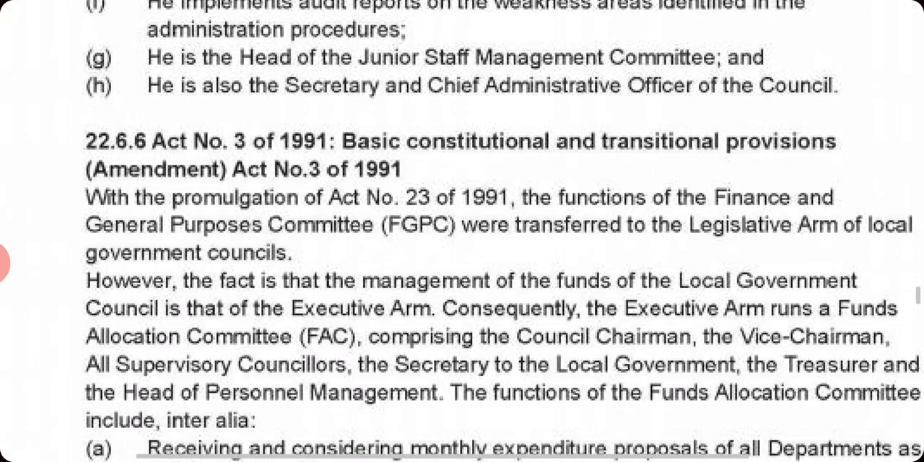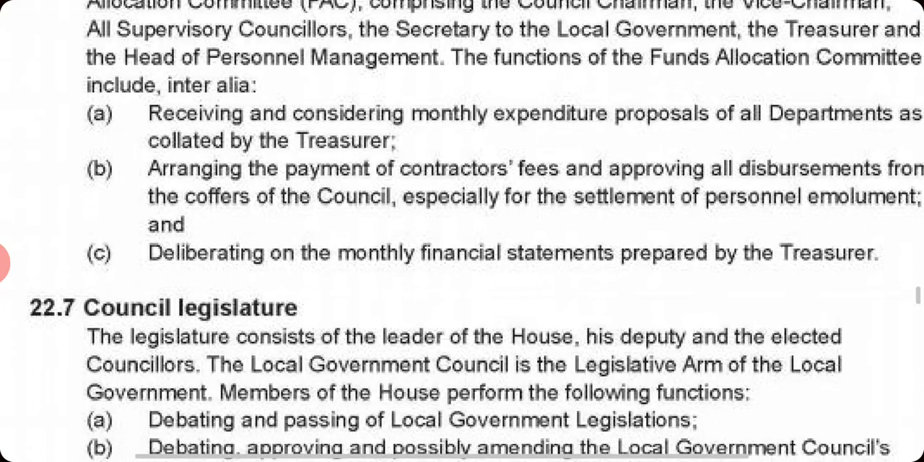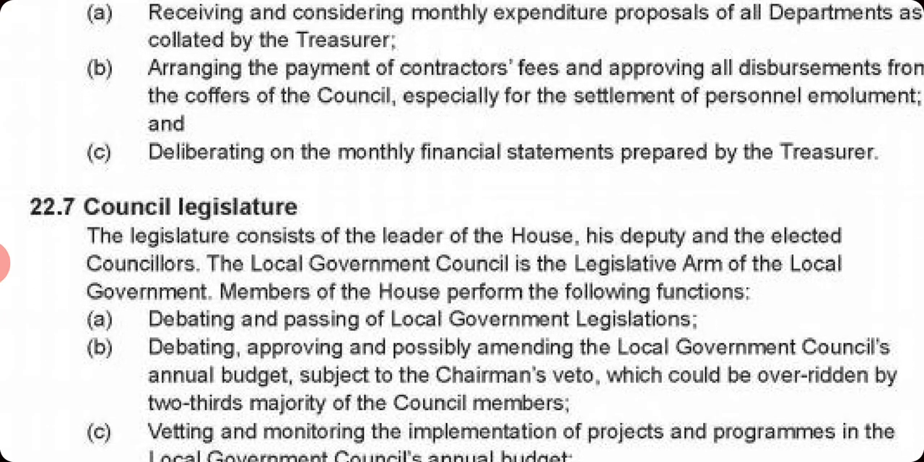So let's continue. So we'll now look at the council's legislation. I've explained this ab initio. These are made up of councillors. They are the lawmakers at the local government level.